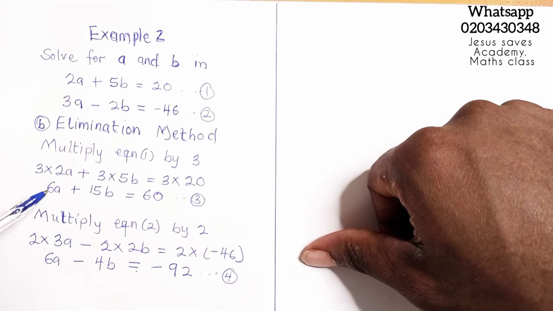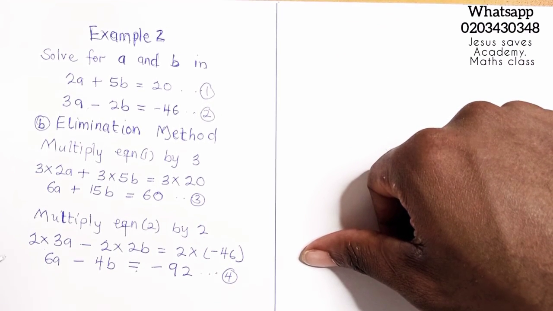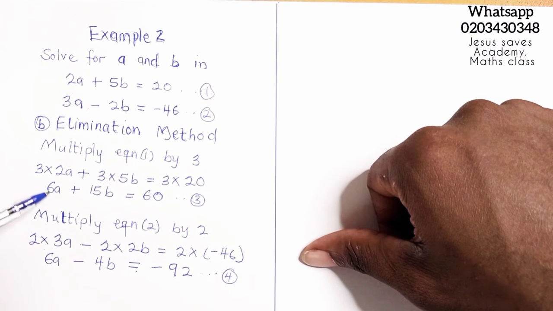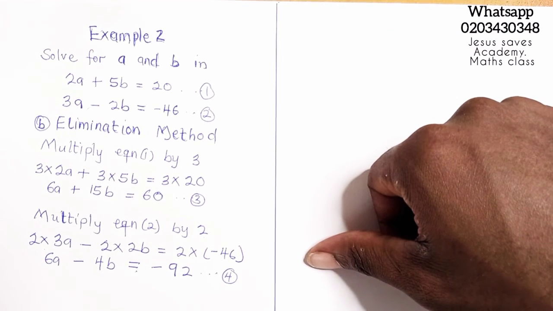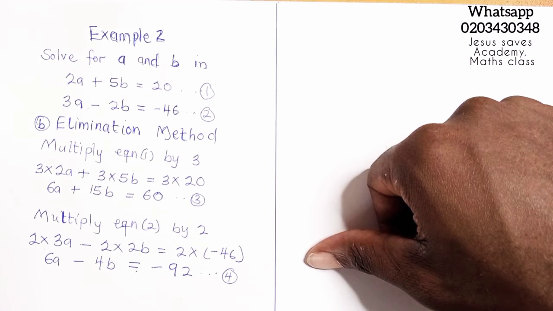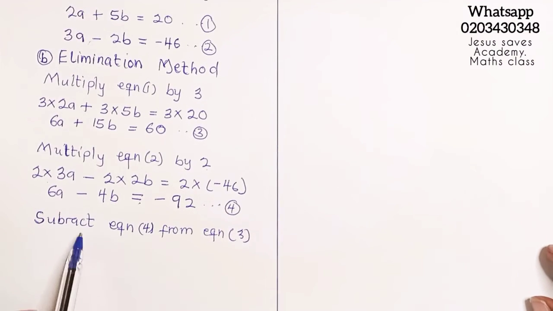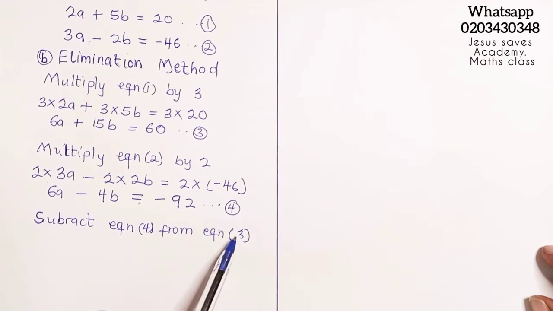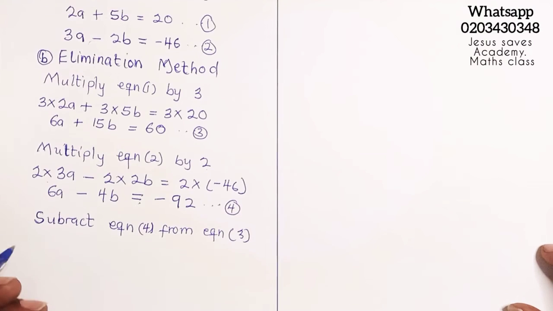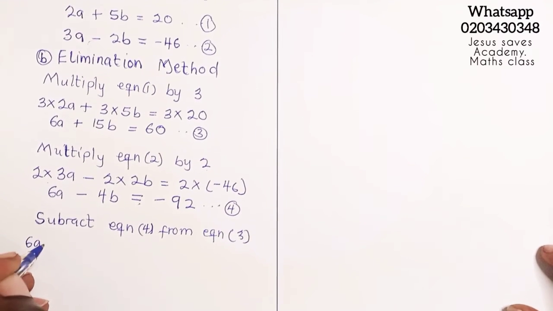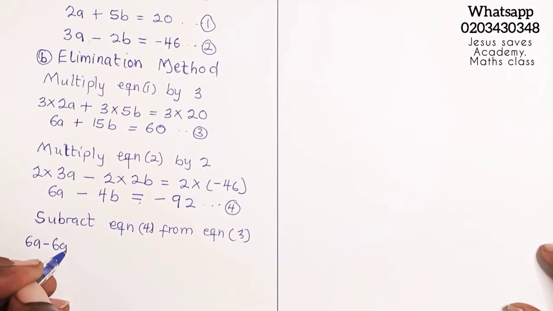So now that we have equation 3 and equation 4 with the same coefficient, we can now use the elimination method to eliminate them. So we'll subtract equation 4 from equation 3. We take this one, subtract it from this one, take this one, subtract it from this one, take this one, subtract it from this one. So we have 6a minus this 6a, which will give us 0.